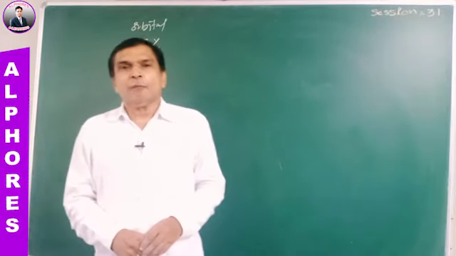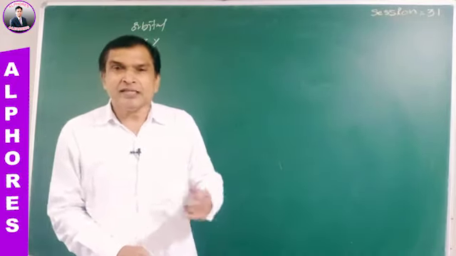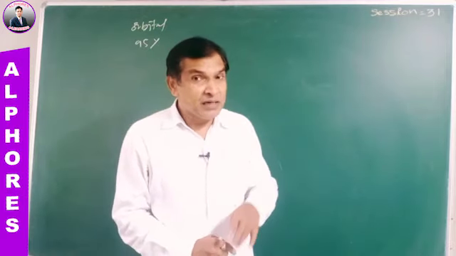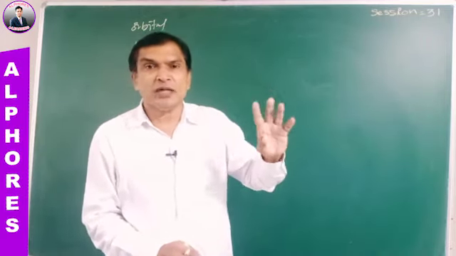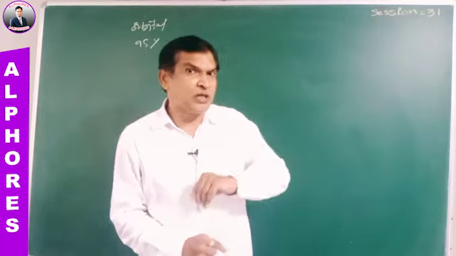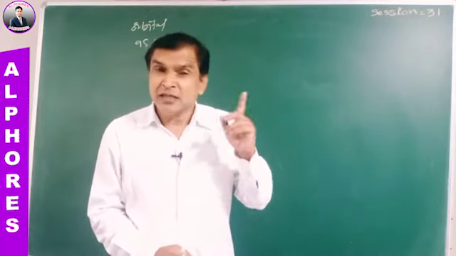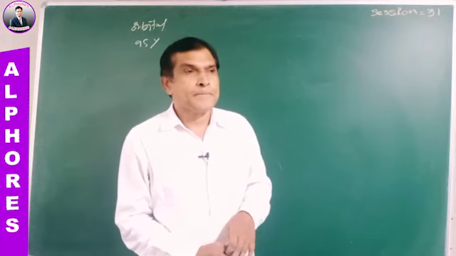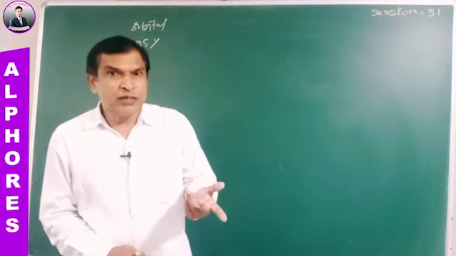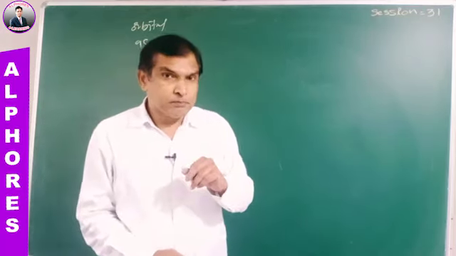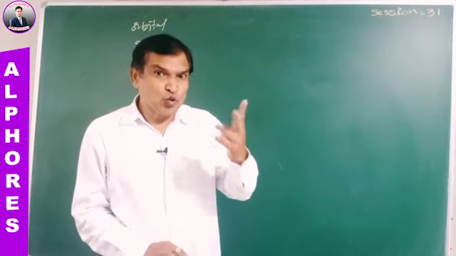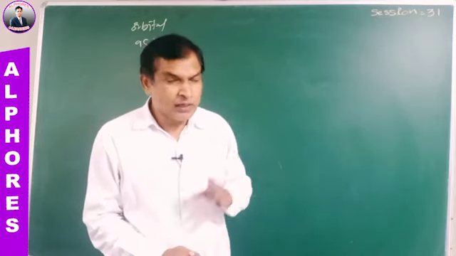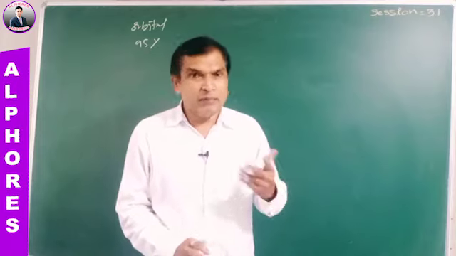Next we have the s orbital. The s orbital is spherically symmetrical in shape. The p orbital is dumbbell shaped, having 2 lobes and 1 nodal plane. The d orbital is double dumbbell, we know that.